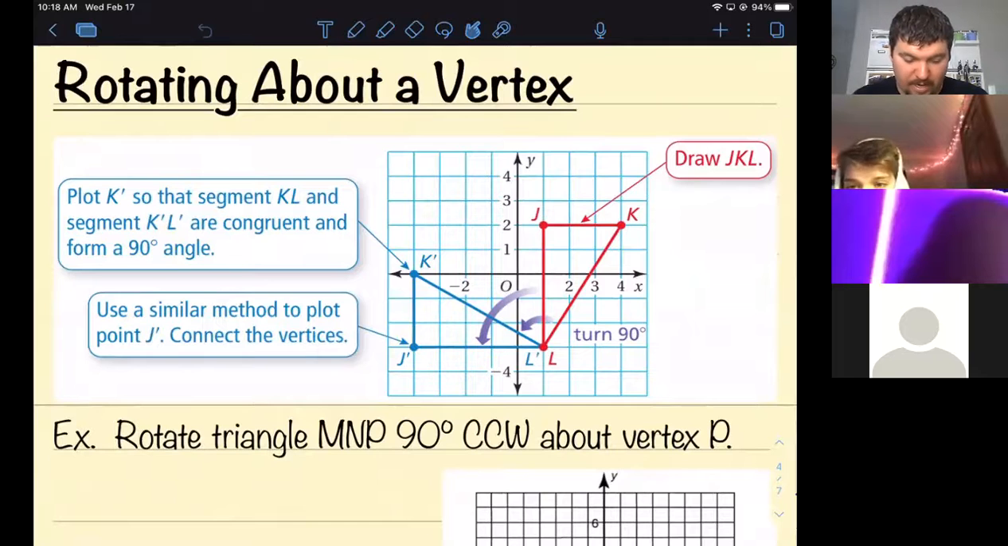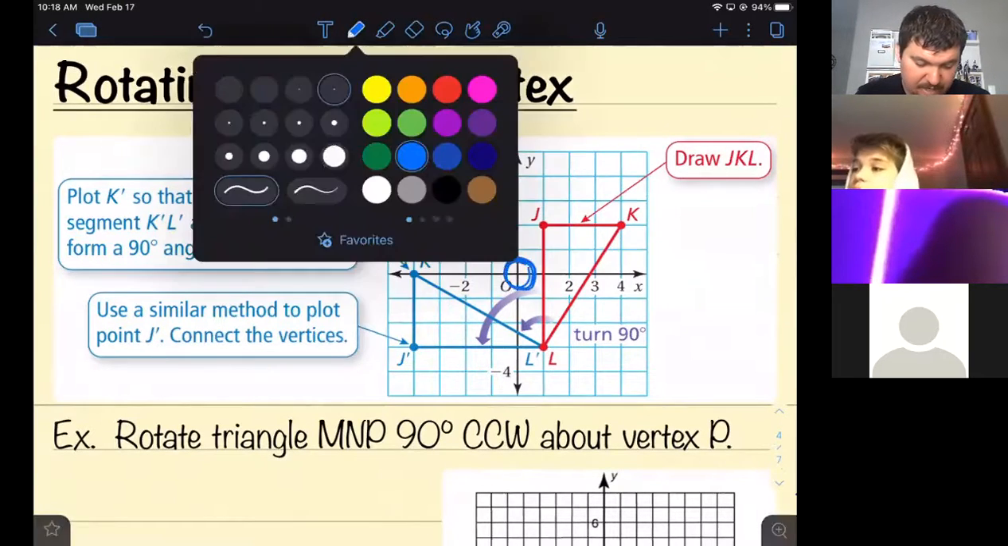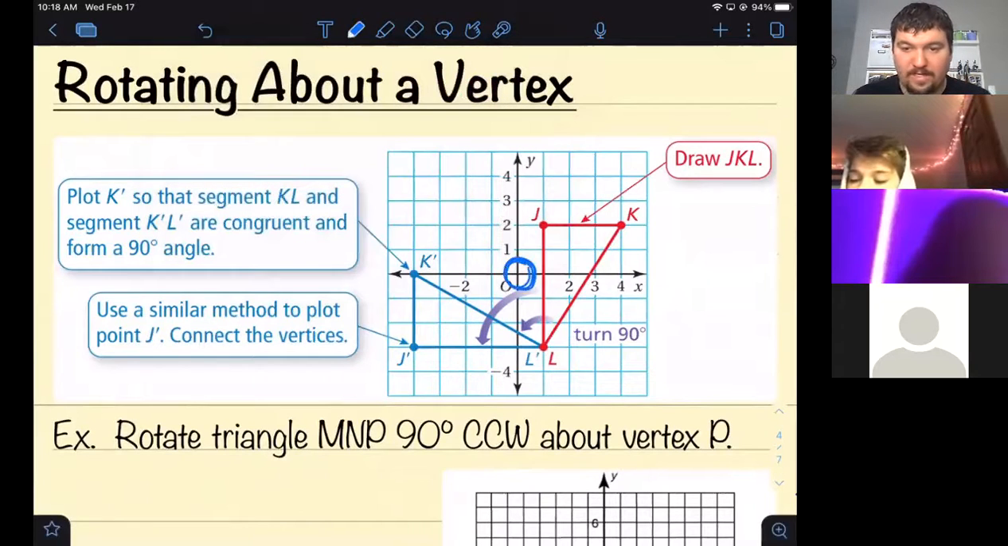Normally we rotate around the origin. So think of the origin as the sun and the points as the planets, right? The farther a planet is away from the sun, the farther it's going to be away from the sun. So like K right here, if I were to rotate K around the origin, would be somewhere around over here, right? But when we rotate around a vertex, no longer is the origin our point of rotation. It's now one of the vertices, which is this one here.